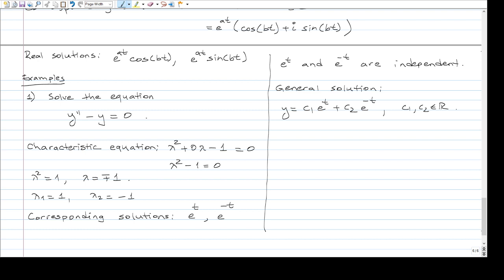Again, let me repeat, we have a second order equation. So its solution space has a basis consisting of two functions. And here the two functions, in case of distinct eigenvalues, the elements of the basis are obtained by taking e to the lambda t's. So we have two lambdas here, plus 1 and minus 1. So we have two functions, e to the t and e to the minus t. And these are the independent solutions. So the general solution is just a linear combination of these independent solutions.